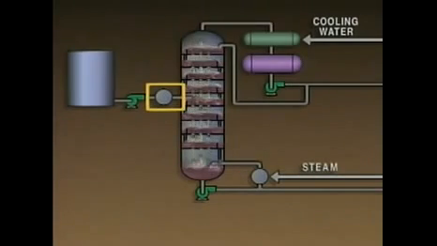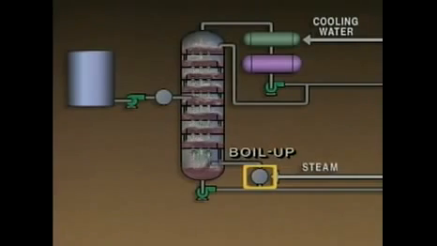This regulates the temperature at the feed point. At the bottom of the tower, temperature is controlled by the amount of heat that is added by the reboiler. This added heat is referred to as boil-up.